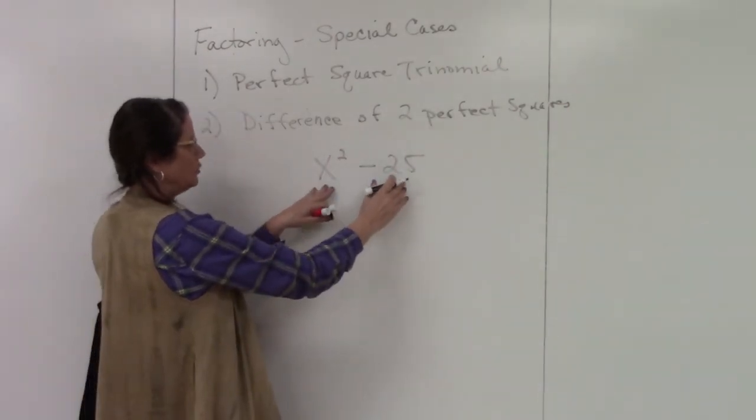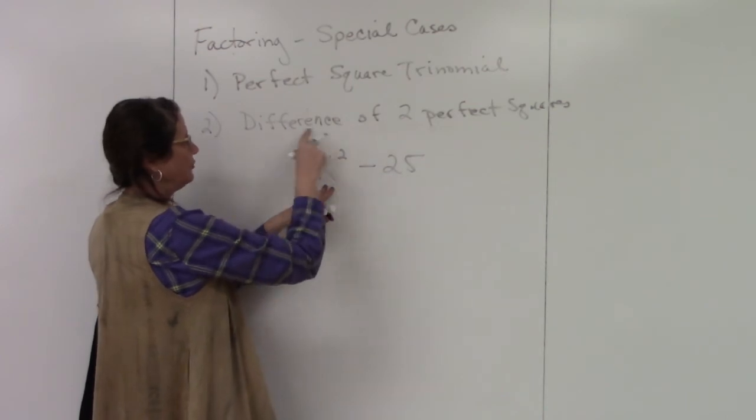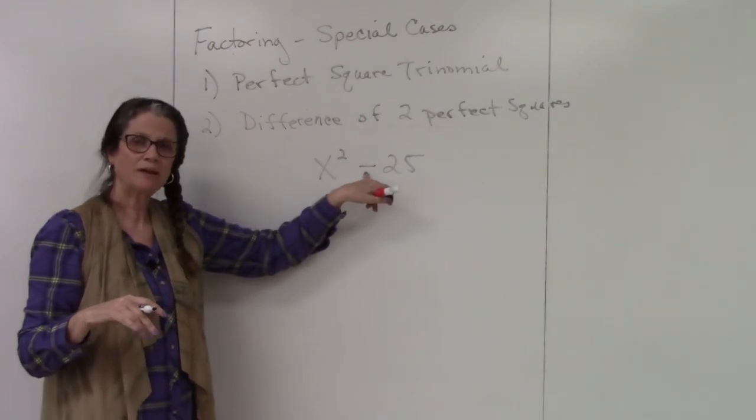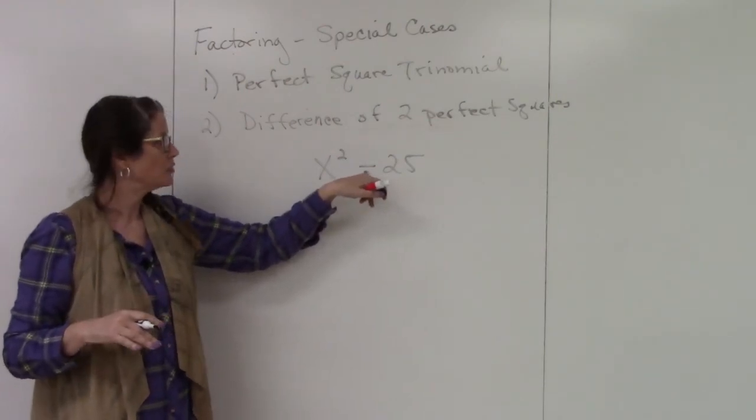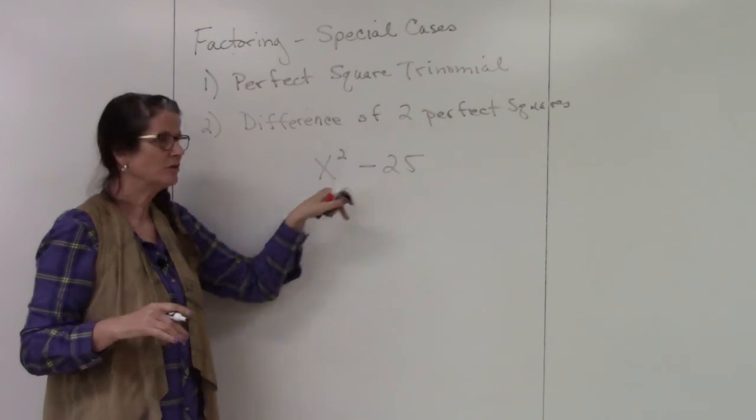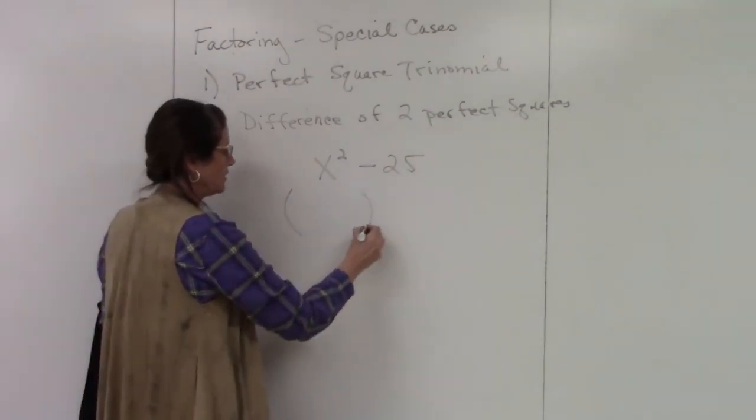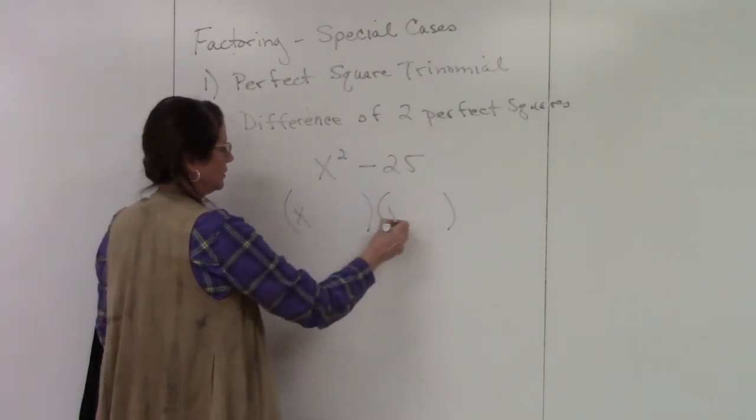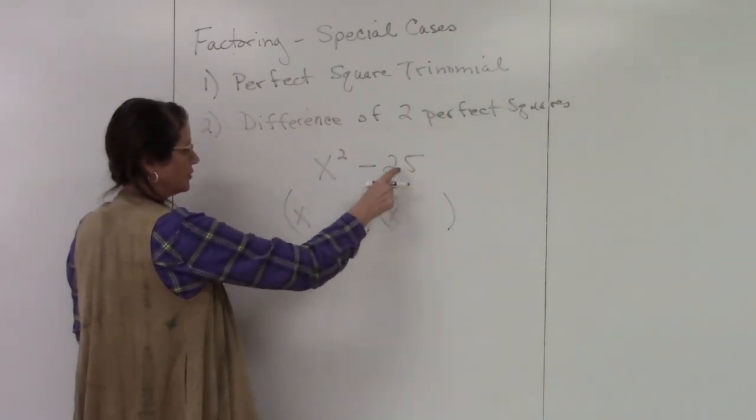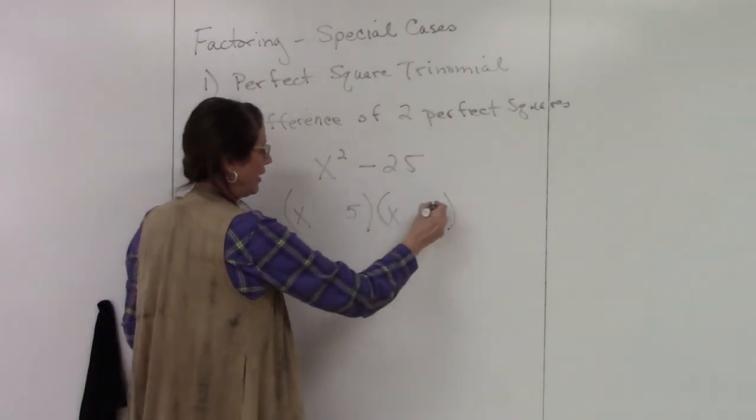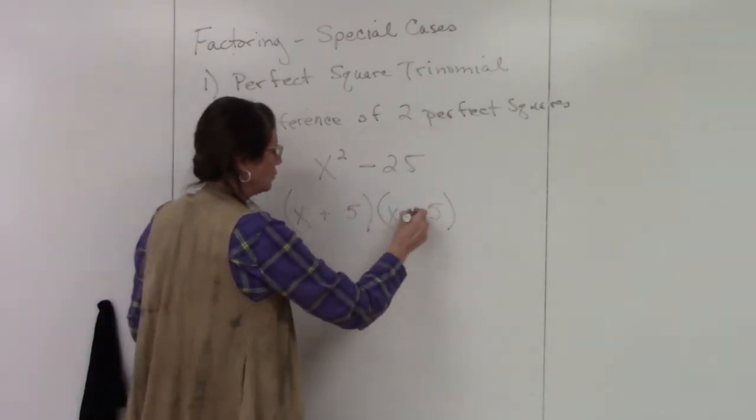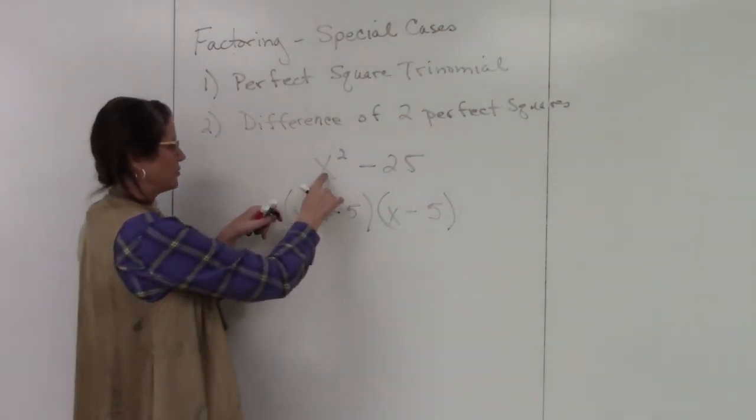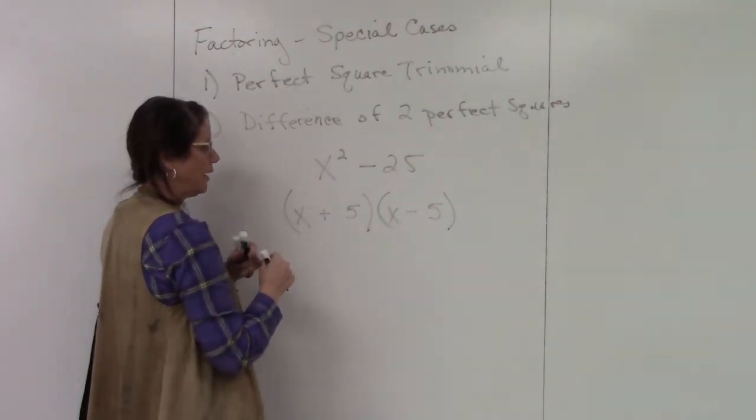So it's two perfect squares. Difference means it's a subtraction sign. So this will not work if there's a plus sign in between. It has to be a subtraction sign. When you see difference of two squares, you set up your two sets of parentheses, square root the first one, so x and x, square root the last one, 5 and 5, one is plus, one is minus, and you're done. Find the square root, one's plus, one minus, you're good.